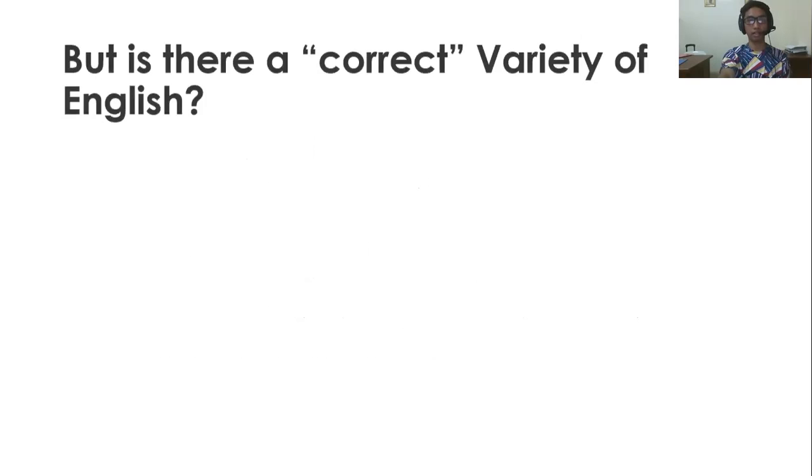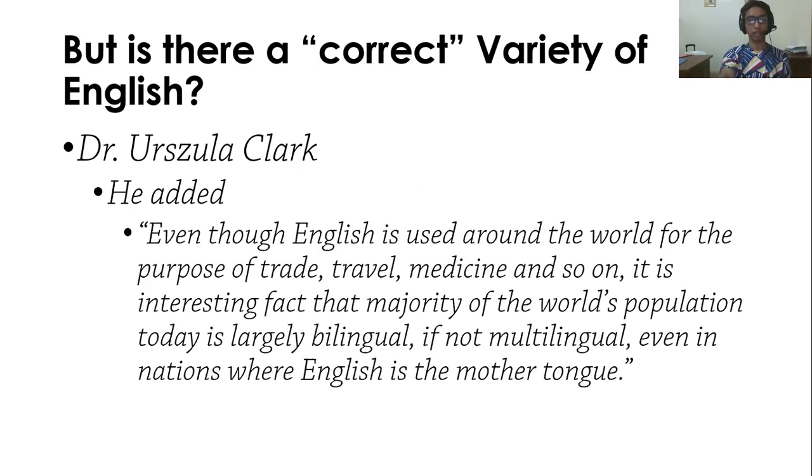And she even added, even though English is used around the world for the purpose of trade, travel, medicine, and so on, it is an interesting fact that the majority of the world's population today is largely bilingual, if not multilingual, even in nations where English is the mother tongue. In the UK, for example, it is noticeable that there are primary and secondary schools where nearly 100% of pupils speak English as an additional language. In many others, 40% is common.